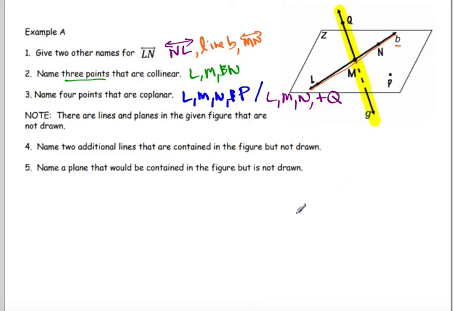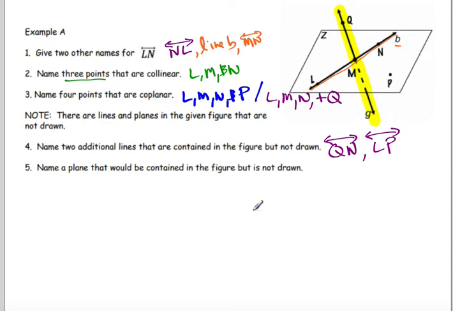Number 4, name 2 additional lines that are contained in the figure but not drawn. So pick really any 2 points that are not currently connected. So like QN, they want us to name a line, so it has to have that line symbol. Could also be like LP or something like that. There are a lot of lines that are not drawn here that we could have named.